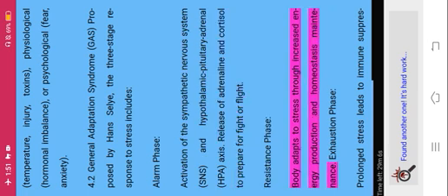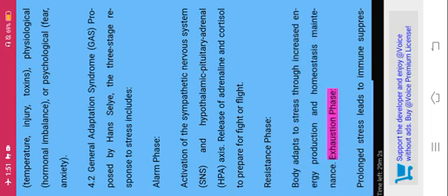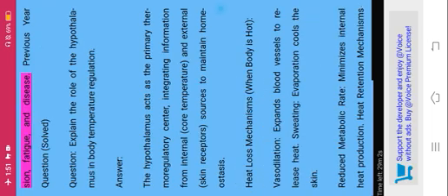Resistance phase. The body adapts to stress through increased energy production and homeostasis maintenance. Exhaustion phase. Prolonged stress leads to immune suppression, fatigue, and disease.